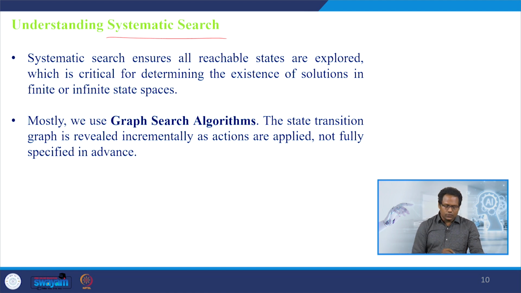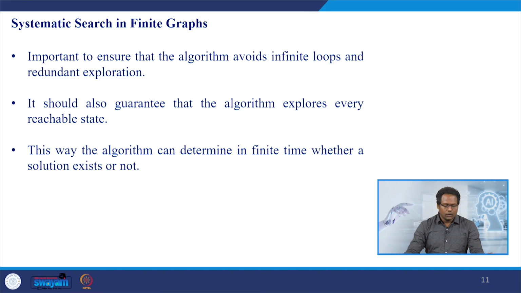Here we mostly use the graph search algorithm, where the state transition graph is revealed incrementally as actions are applied, not as a complete one. The complete map will not be revealed in the beginning. The map is explored incrementally as the robotic system moves from one state to another. The systematic search in finite graphs, we will see that now.